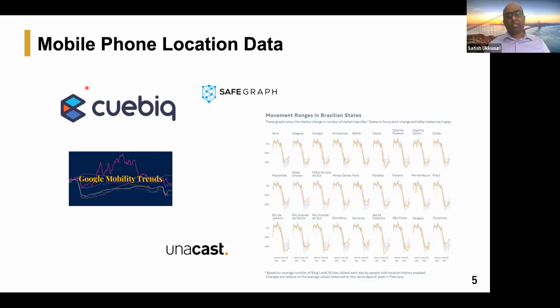These are some of the vendors that we have worked with, and they have geolocation information. Google, for example, is in this space, and has provided mobility trends during COVID. This is a map from Facebook, movement maps, and they use the tile level information of these movement maps, which shows the decrease in mobility during COVID. SafeGraph, Unicast, Quebec, and so on. These are all mobile phone data vendors.